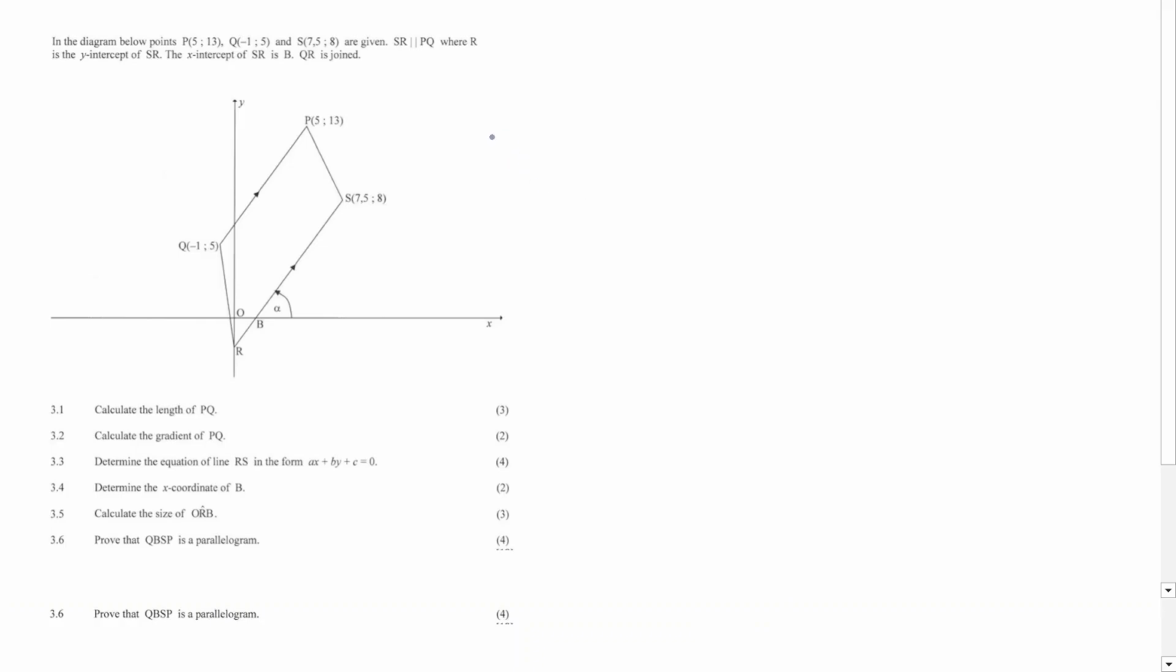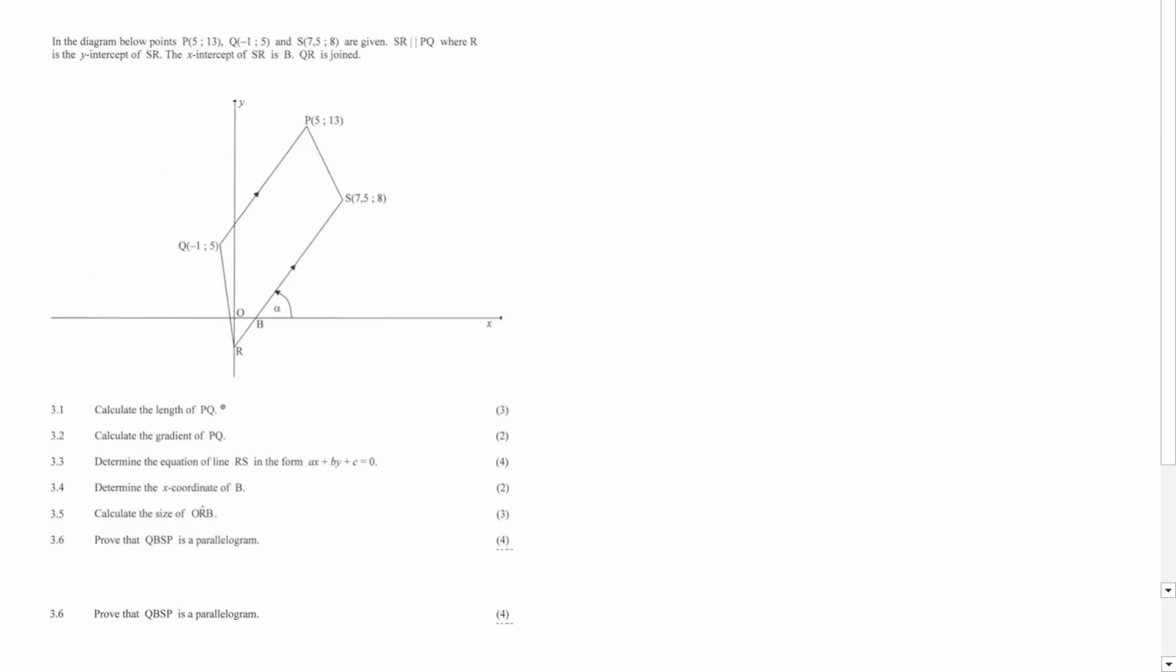In this video, I'll look at an example of analytical geometry from start to finish and what to do. And so we'll look at all the aspects that are covered in the questions. So we've got the diagram of PQRS, where PQ is parallel to SR. And so that means that they've got the same gradient. And we've got an x-intercept at B. So let's dive into the question.